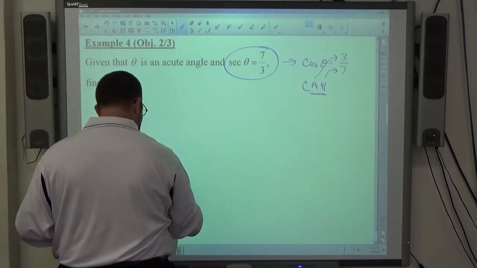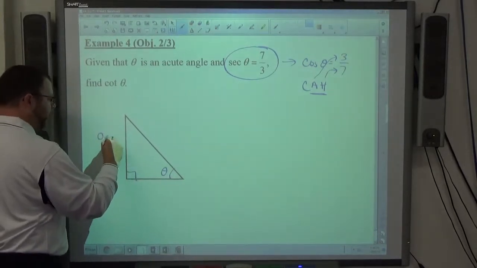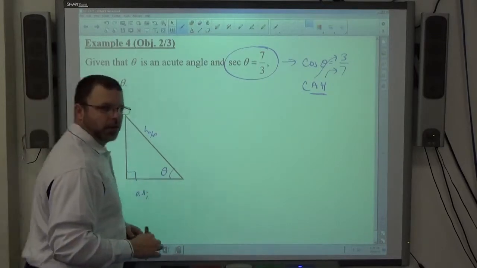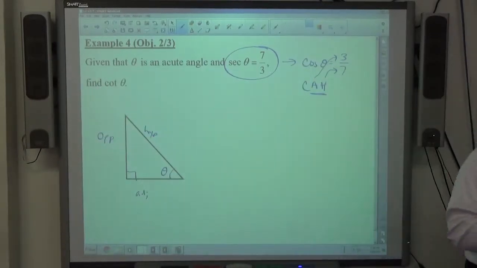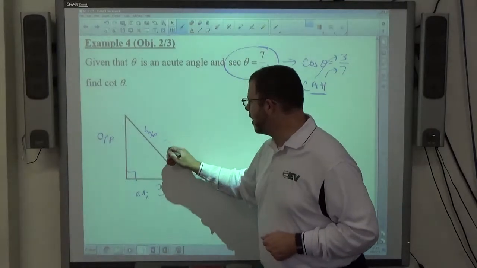So I'm going to draw a theta down here in the corner like I like. Got my right angle over here in this corner. My opposite side is over here. The hypotenuse is over here. The adjacent's down here. So again, if I always draw the right triangle the same way every single time, those three things always land in the same place. The adjacent side should measure 3. The hypotenuse should measure 7.